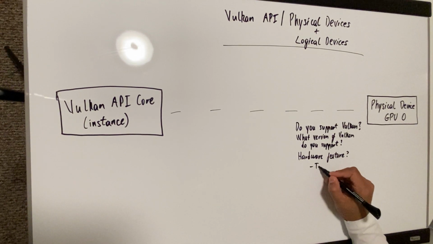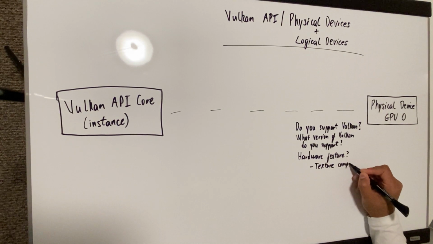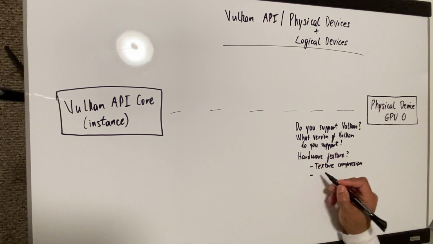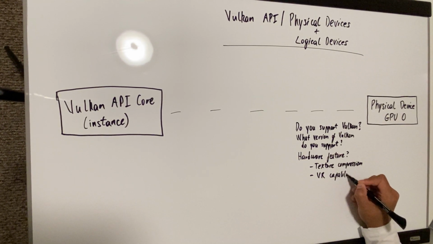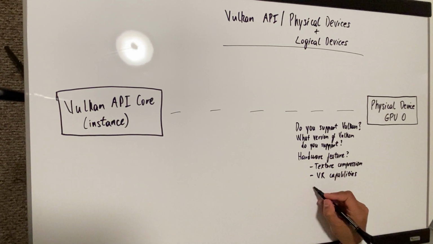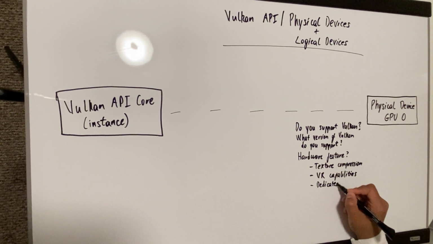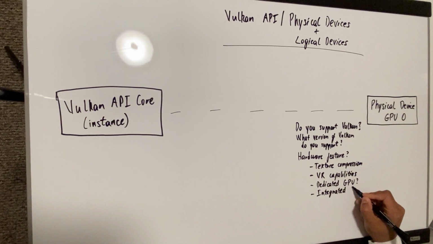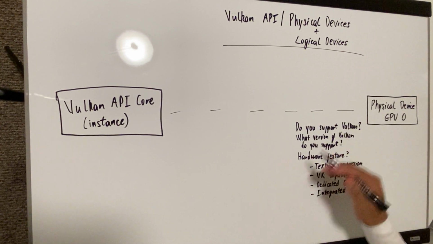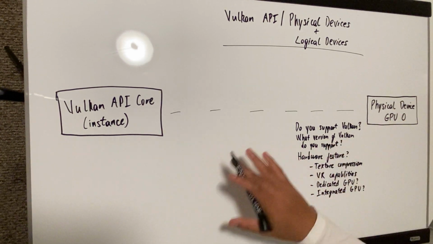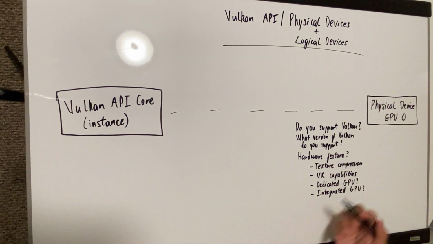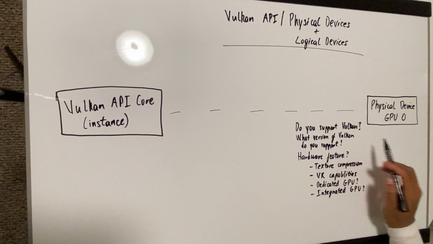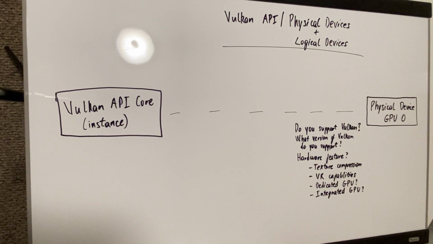So, for example, there's texture compression. There's VR capabilities. Are you a dedicated GPU? Or are you an integrated GPU? So these are the questions that you ask upon creating a physical device for your Vulkan API core or for your instance. These are just some of the questions on the more physical device layer, where you're trying to figure out, on a hardware level and even on a software level, what the capabilities of the physical device are. But we're not done yet.